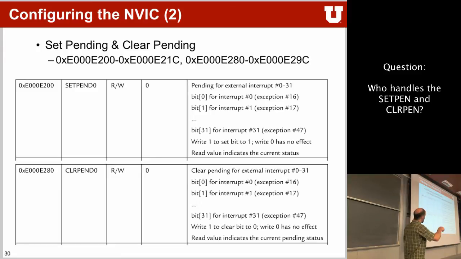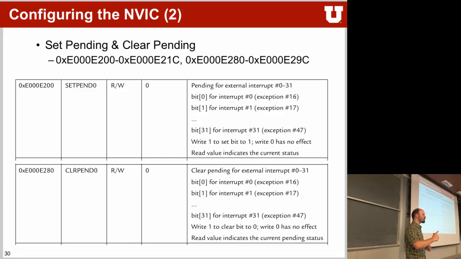The set pending usually happens automatically. When an interrupt happens, the NVIC will set the set pending bit. And who sets it back to 0? You, in your code, in the interrupt handler. Just right as we handle it, we say clear. Exactly. So one of the first instructions you do in your interrupt handler is clear the pending bit. Otherwise, it'll just stay high and we'll just keep it on.